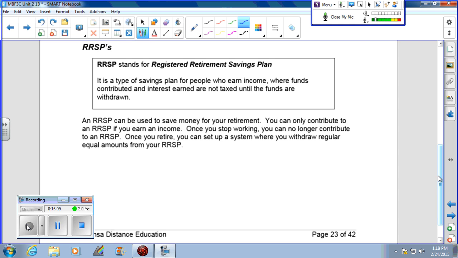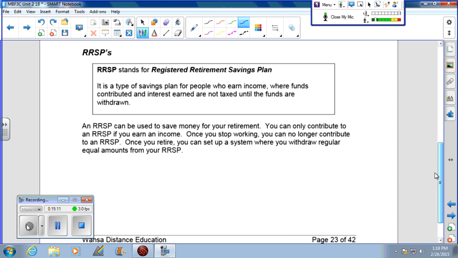All right, so we're on page 23 now, and we're going to look at RRSP. So I talked about that.